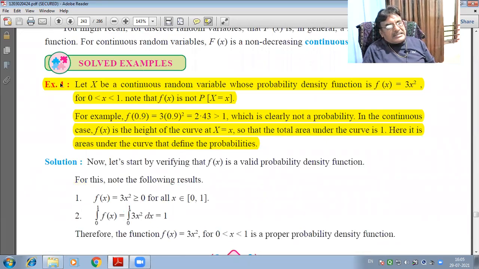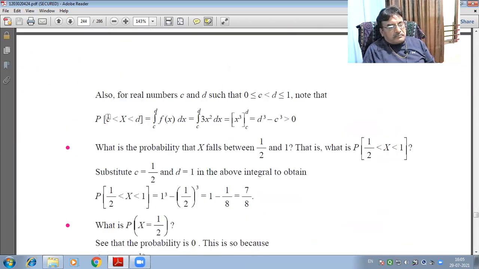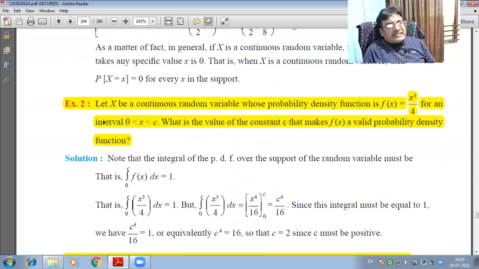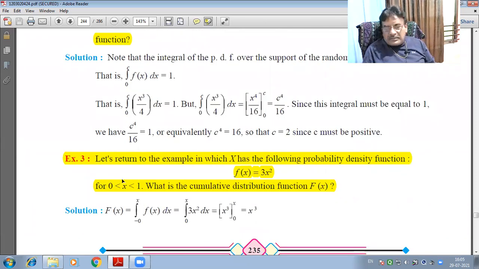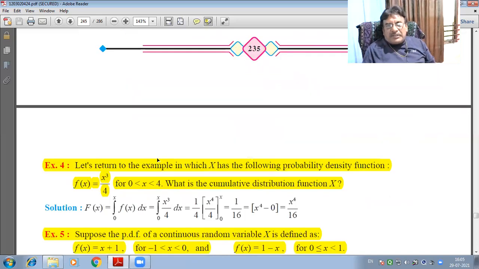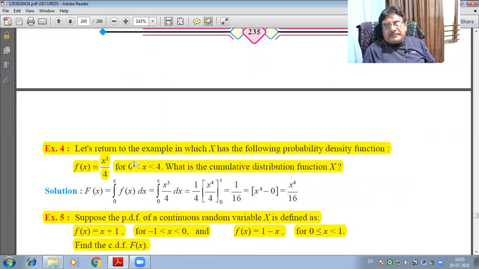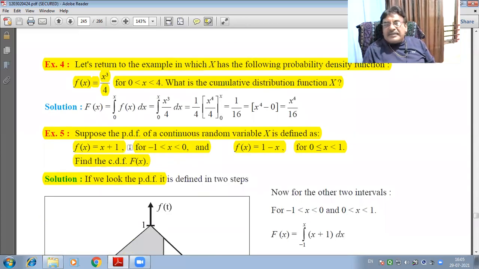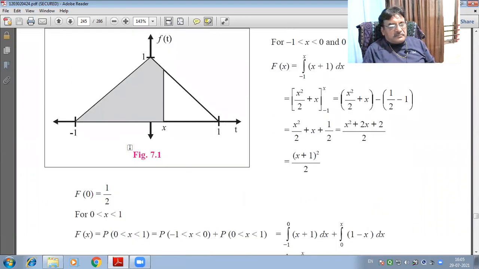Solved examples. Example first is deleted. Example second deleted. Example third deleted. On page number 235, example second and example third are deleted. Page number 236, example 4 deleted. Example 5 deleted. All these problems are solved problems.